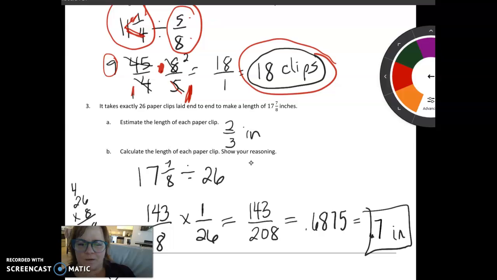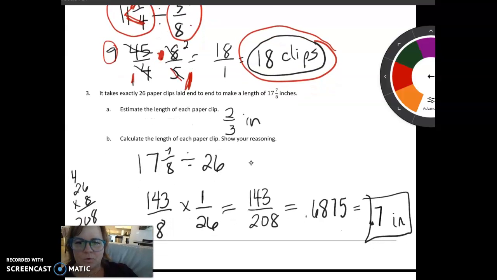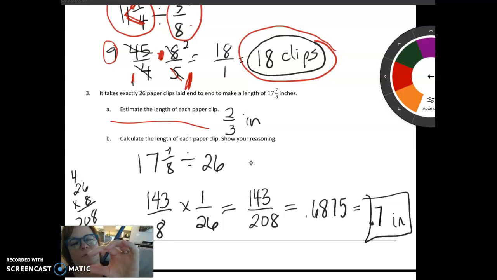All right, in this one, also very similar, we're looking at the problem in a little bit of a different way. So we know how many paper clips we laid end to end, and we know the length of those paper clips, but we don't know the length of one single paper clip. And so we're going to try to figure that out. So first we had to estimate the length of each paper clip, and I'm thinking a paper clip is, I don't know, probably about an inch, maybe like I thought 2/3 of an inch, maybe 3/4 of an inch.